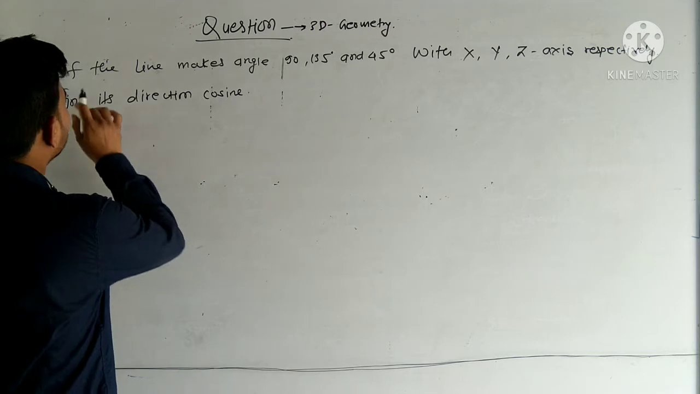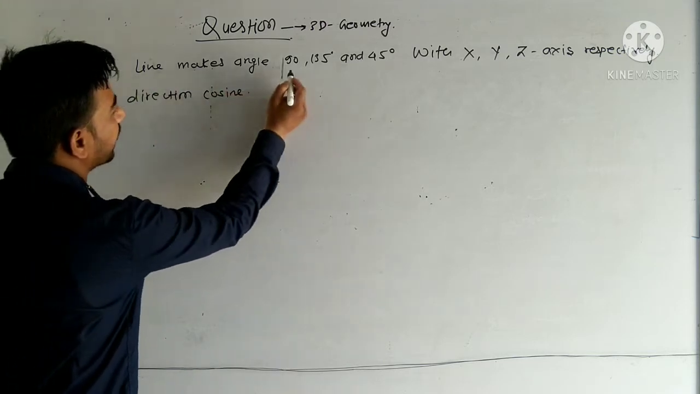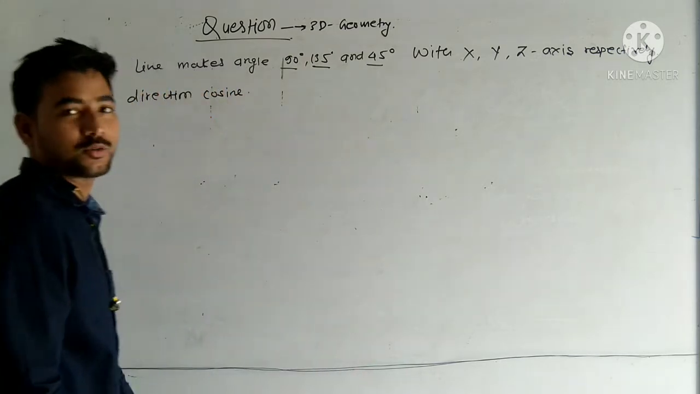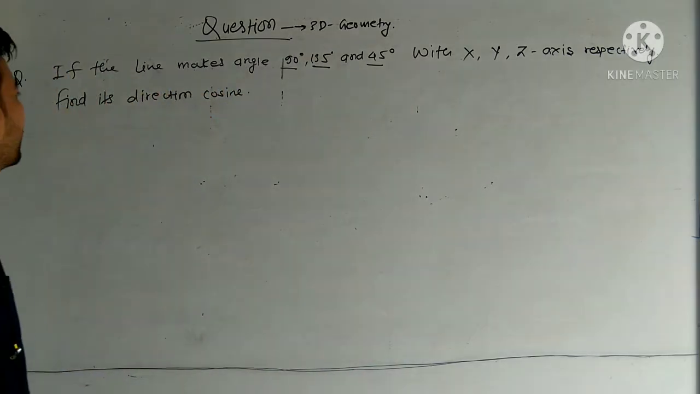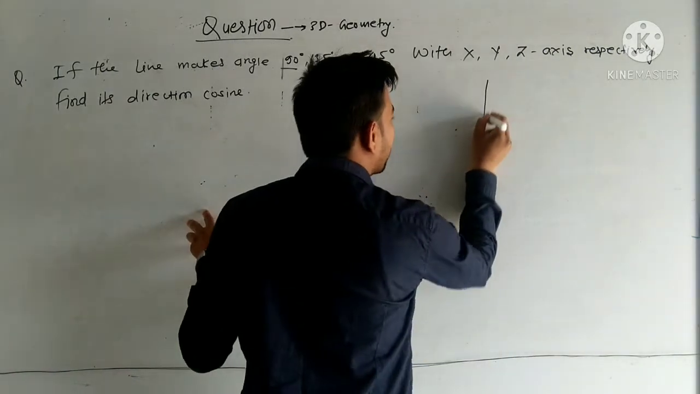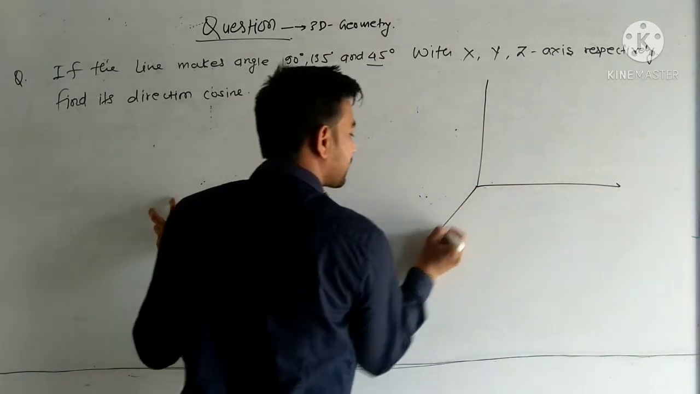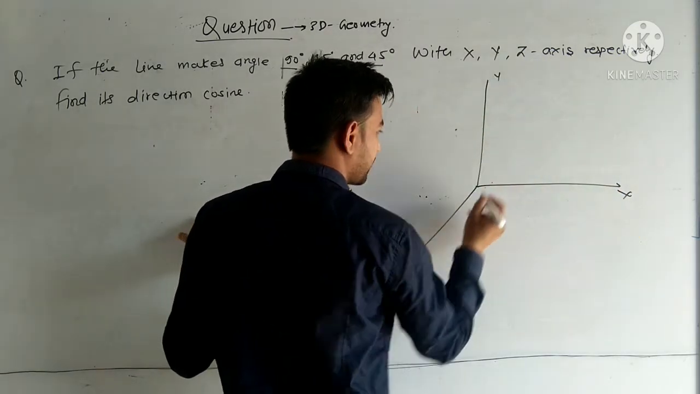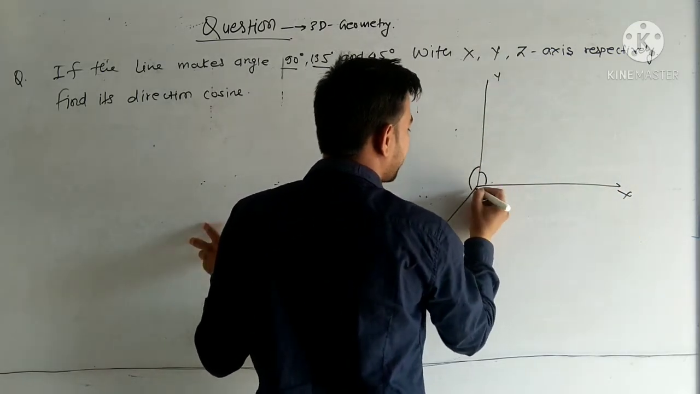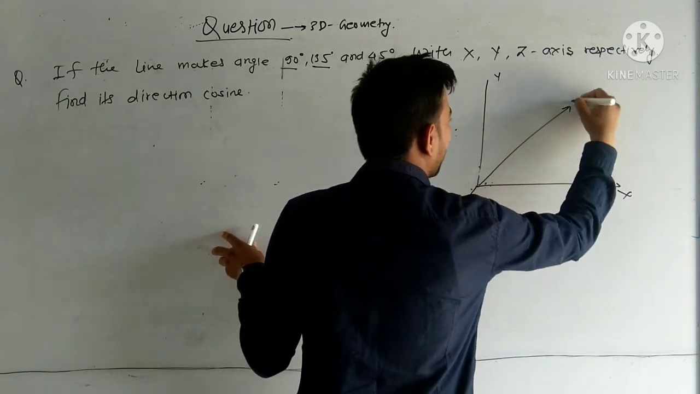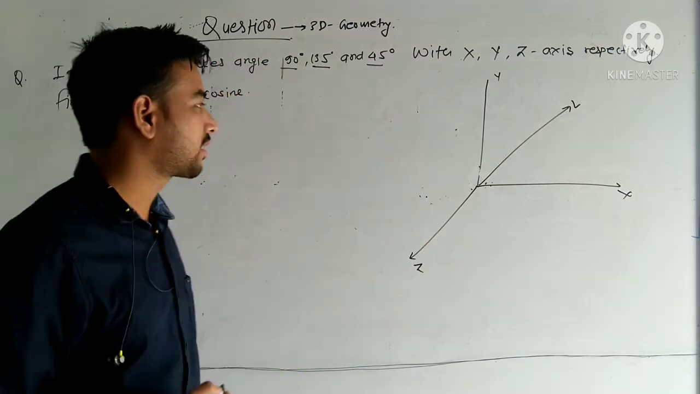The question is: if a line makes angles 90 degrees, 135 degrees, and 45 degrees with the x, y and z axes respectively, find its direction cosines. That means we have three axes, the x, y and z axes. Suppose we have one line, this line L.